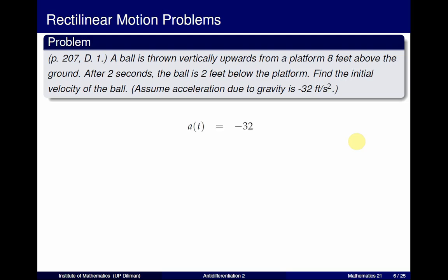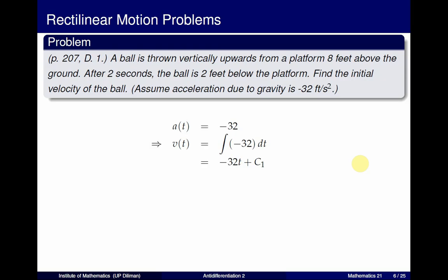First, we have a of t, which is the acceleration, to be negative 32 because we will assume that only gravity will affect the ball. So that's a of t. But what do we need? We need the initial velocity of the ball. That means we need to find v of t. But how do we get v of t? By integrating a of t. So v of t is the integral of negative 32 dt. And you already know how to do this. This is just negative 32t plus c1.